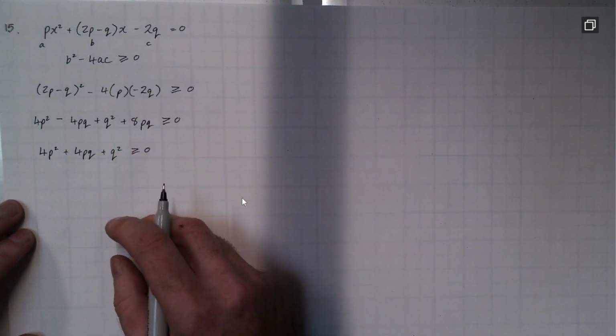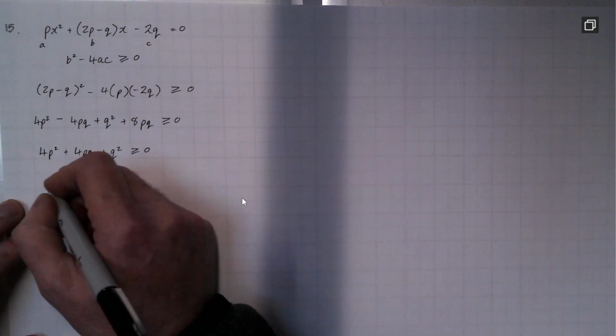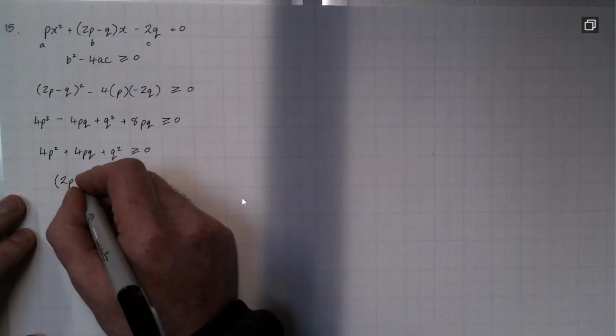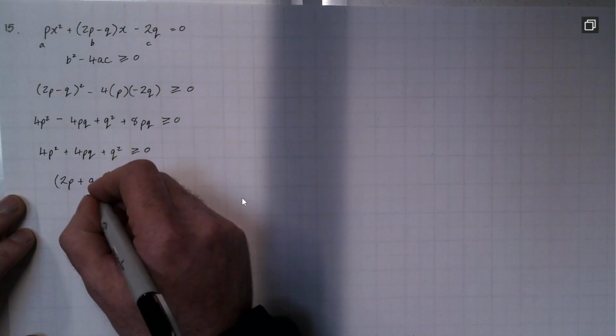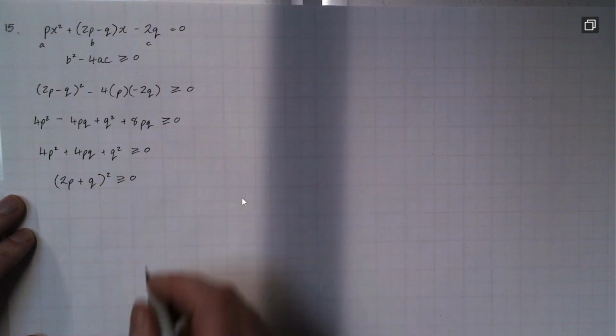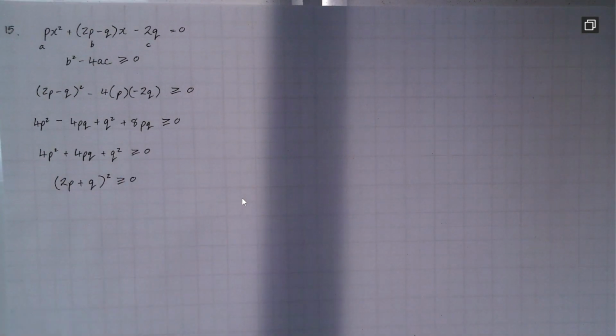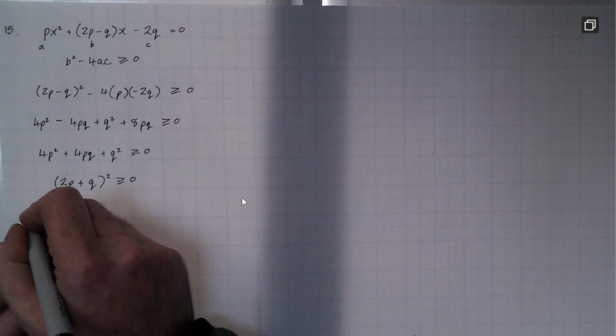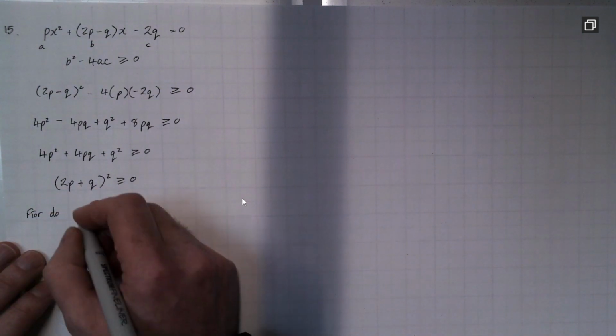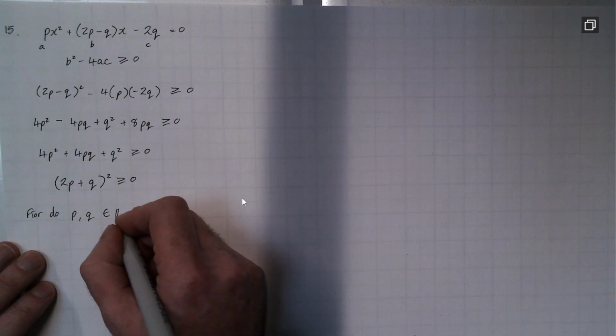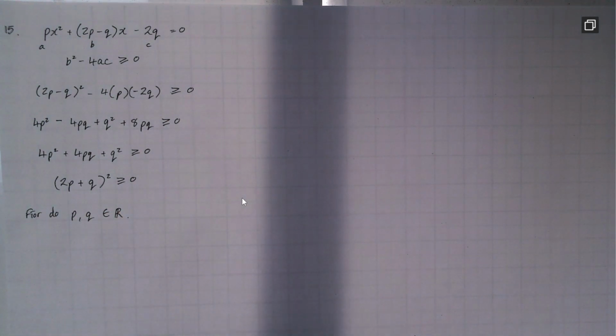Now let's see if we can write it as a square. So we factorize: it equals (2p plus q) squared, which is greater than or equal to 0. Because anything squared is always greater than or equal to 0, this is true for all values of p and q. Therefore the roots are real for all p and q.